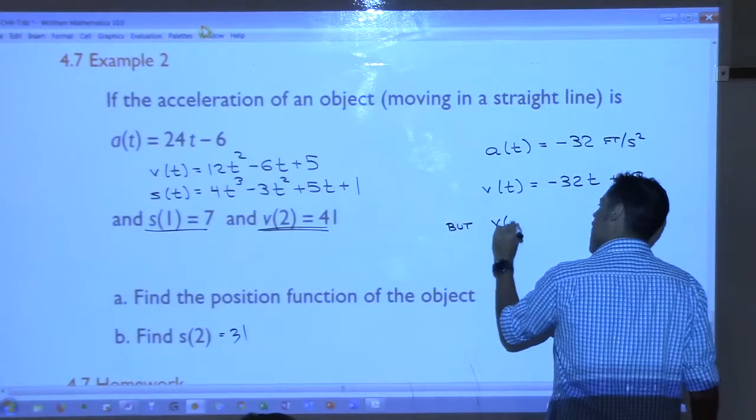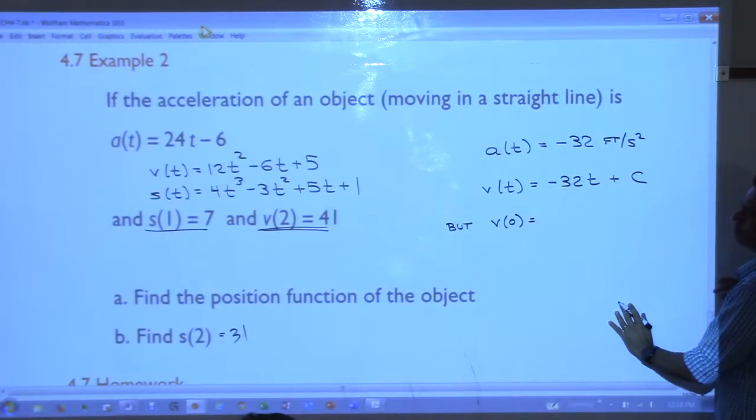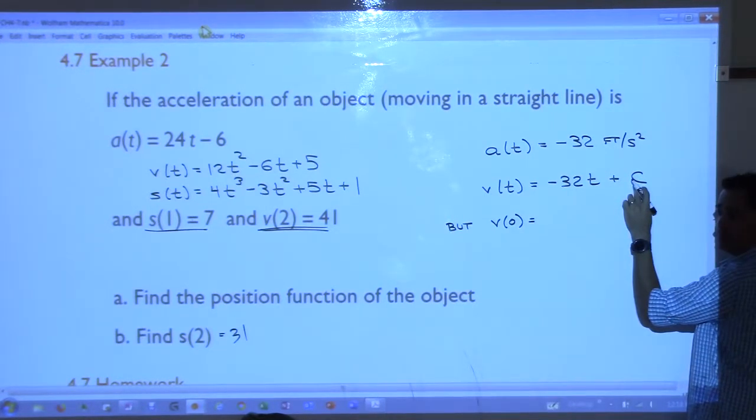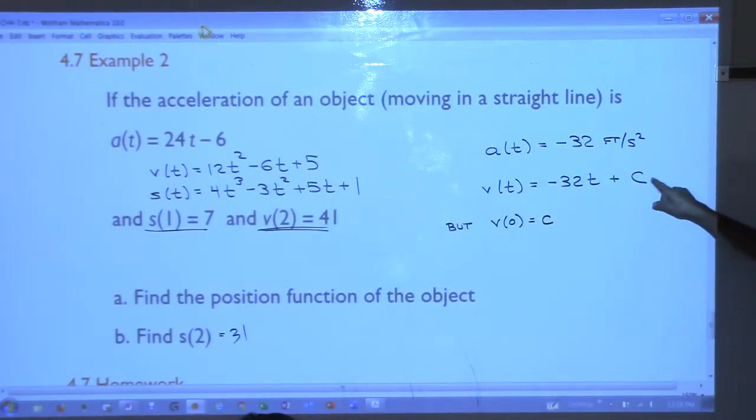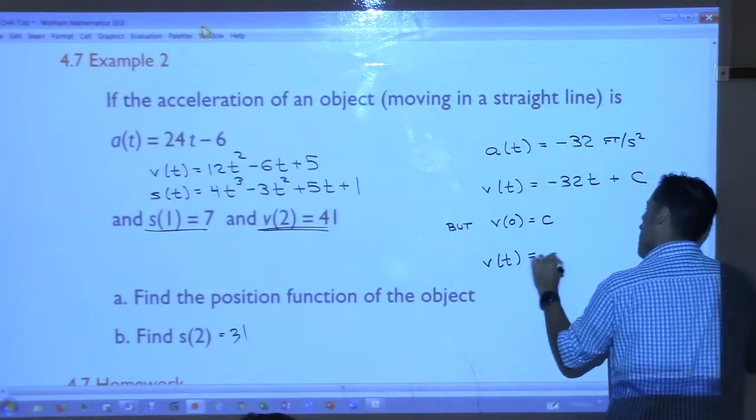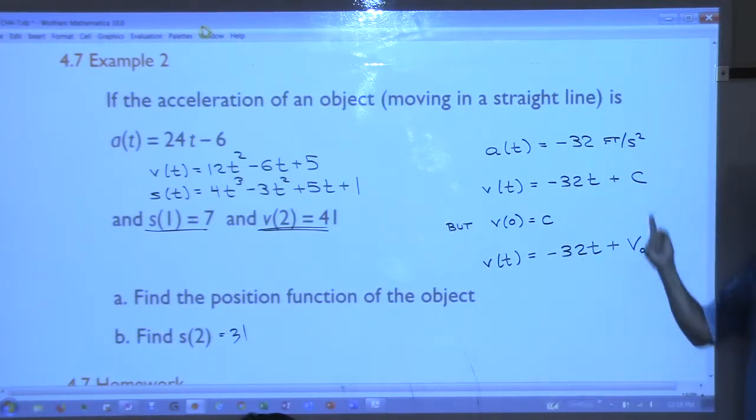I can say v of 0. When I plug 0 into this, what would v of 0 be? What would my velocity be at 0 time? It would be c, wouldn't it? If I replace that t with 0, this is c. So instead of writing c here, here's what I'm going to write. v of t equals negative 32t plus v subscript 0. And that number right there is really c. But that's the velocity at the beginning. That's your initial velocity, right? Because time is 0. Does that make sense?